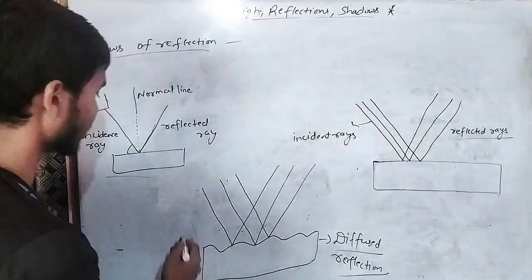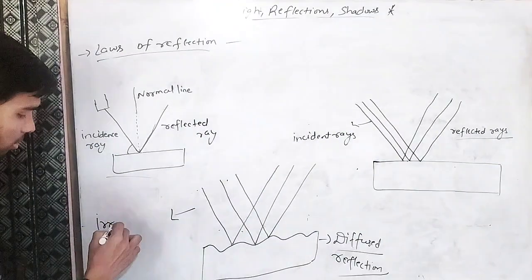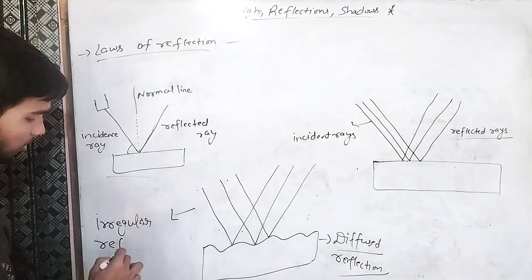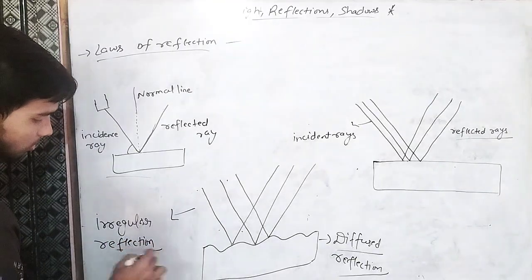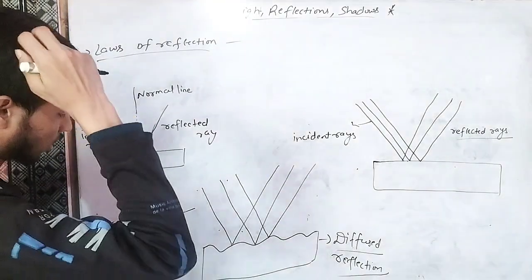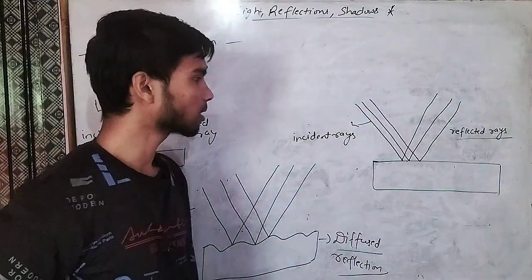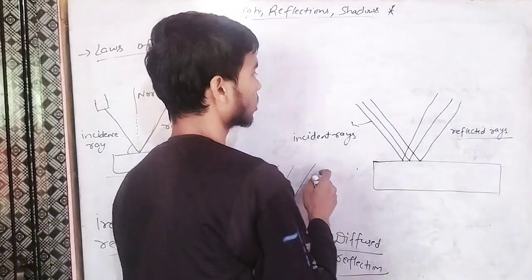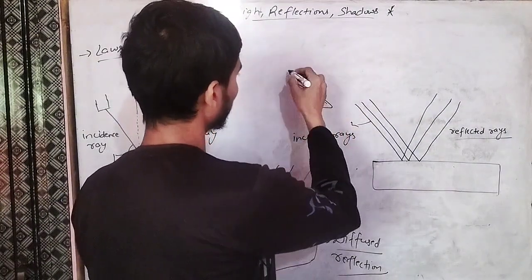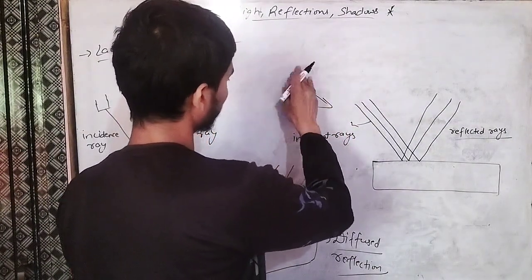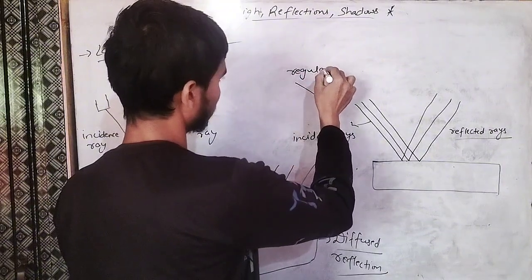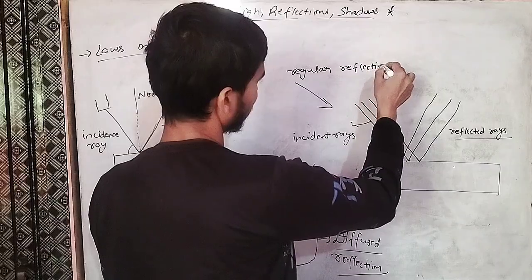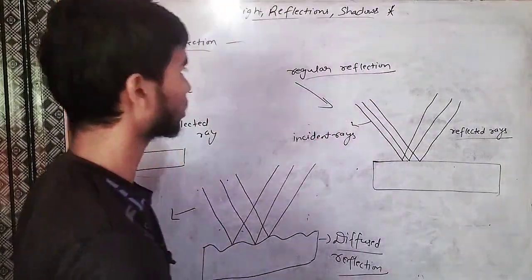This is also known as irregular reflection, because parallel rays are not regular, that's why. And these reflections are known as what? Regular reflection. It is said to be regular reflection.